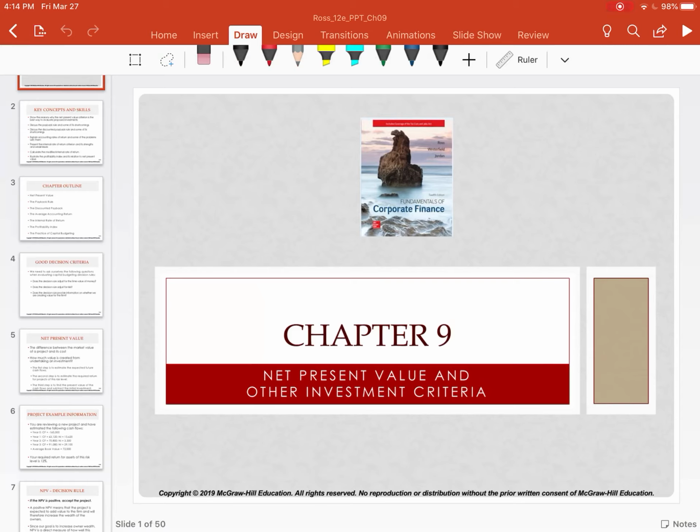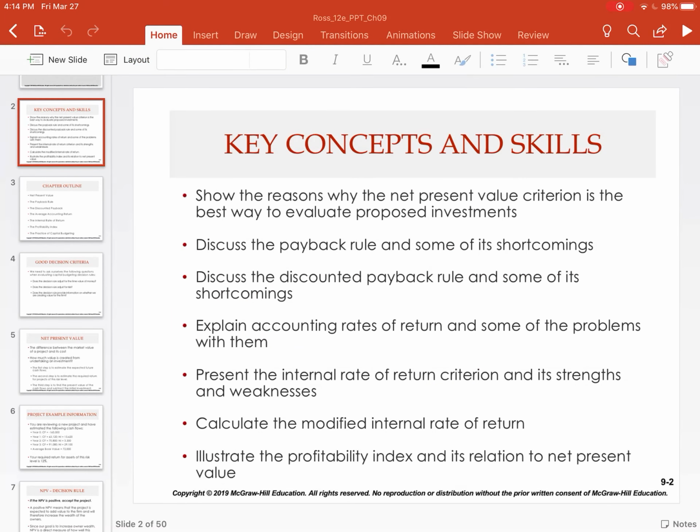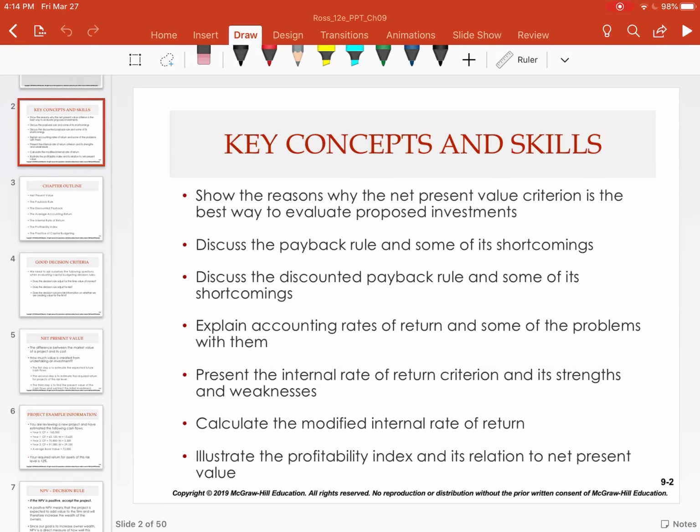I certainly want to go through and start with just an overview and understand some concepts here, but I really want to get to the meat of the things that we're going to be talking about. Specifically, you'll want to understand net present value. How is it a decision tool for deciding on projects and investments? We're going to be talking about the payback rule, as well as the discount payback rule.